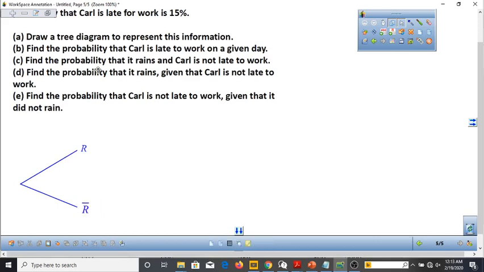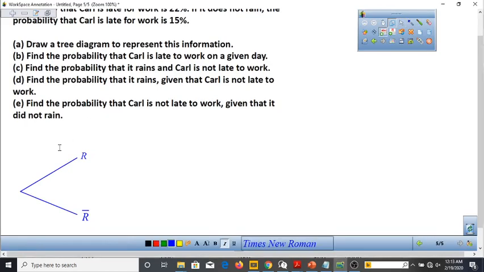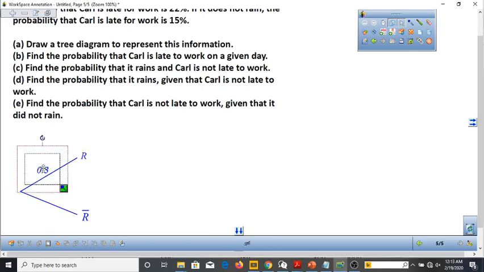So let's see what we have here. Find the probabilities. The first question is, the probability that it is raining is 30%. So we're going to write that right here. I'm going to write it as a decimal, but it's the same thing as a percent. So 30% is the same as 0.3.